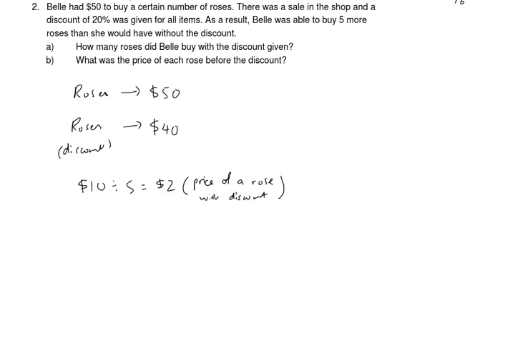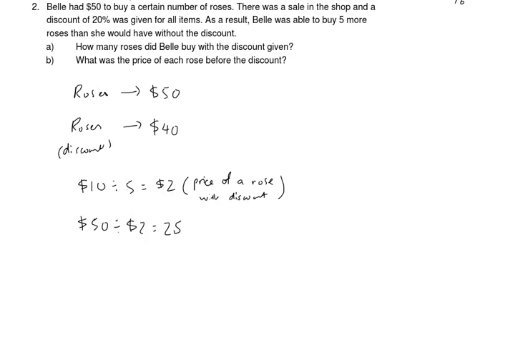So the first part is quite easy. Part A: how many roses did Belle buy with the discount given? She has $50. Each rose costs $2, right? So she managed to buy 25 roses. Anyone disagree with my working? Please let me know. Now, next.